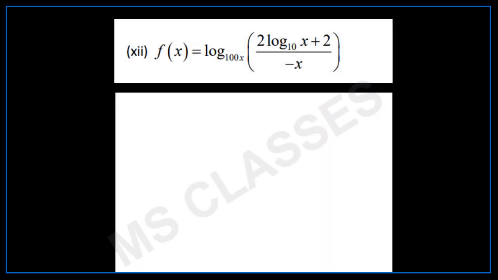It is given y equal to log base 100x of (2 log x base 10 plus 2) divided by minus x. So see, observe the sum properly. Y equal to log base 100x of this whole thing, 2 log x base 10 plus 2 by minus x.